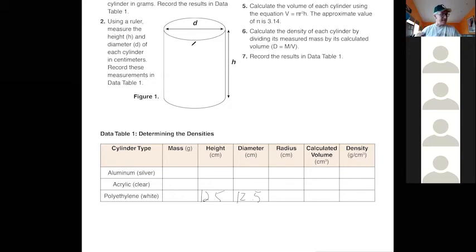And the height, I got the same thing, like 12.5. But yeah, you want to double check. Actually, it's more like 12.